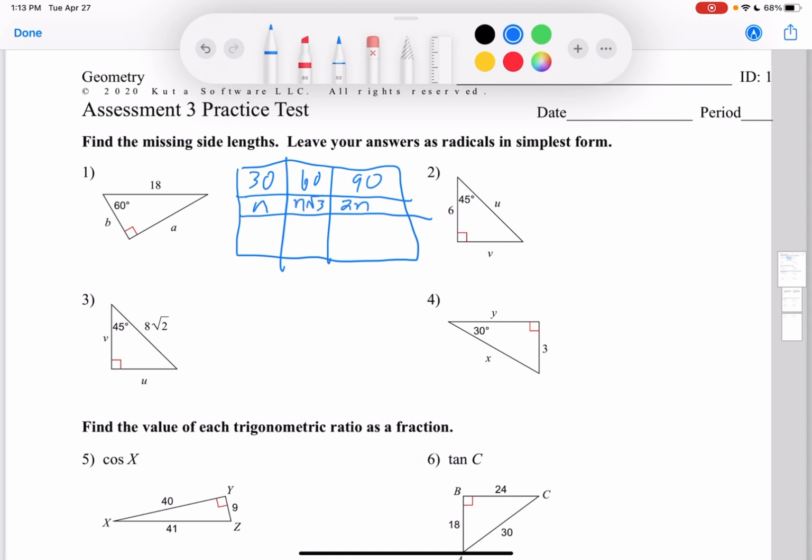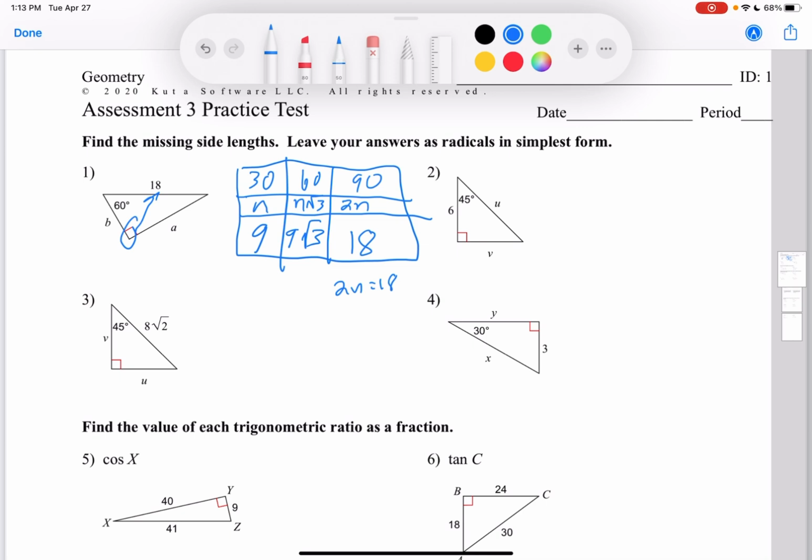So we looked at the side that we were given. The side given is opposite the 90, so this was 18. So then 2n is going to equal 18, so n is equal to 9, and then that makes this 9 radical 3. And that is your solution.